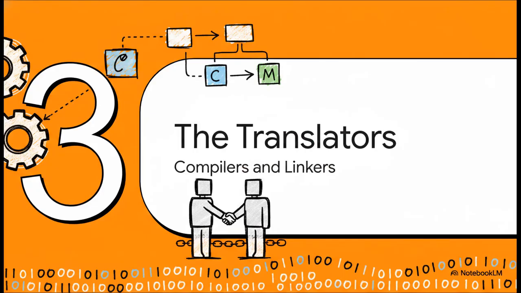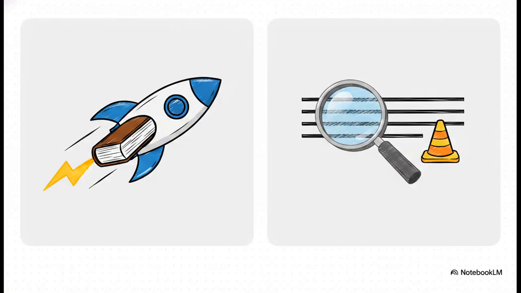That perfectly transitions us to part 3, the translators. We're talking compilers, interpreters, linkers, and loaders. Distinguishing between these system tools is a total cornerstone for understanding how software actually runs. Let's compare our main translators. A compiler takes your entire program and reads the whole thing, like a book from cover to cover, and translates it into machine code in one single massive run.